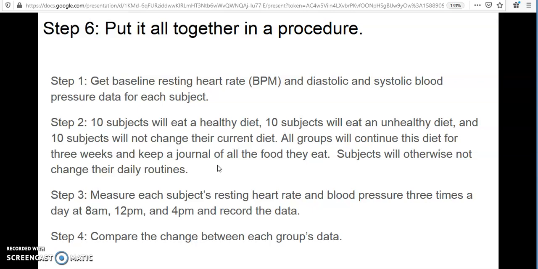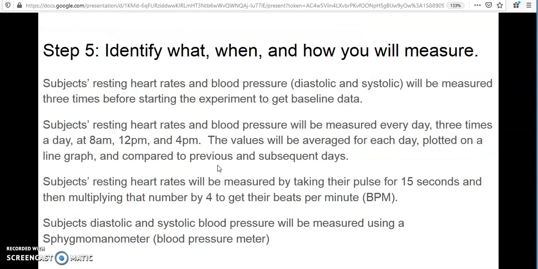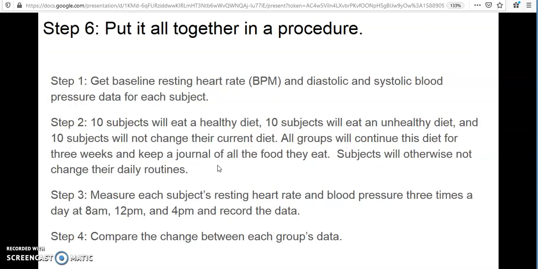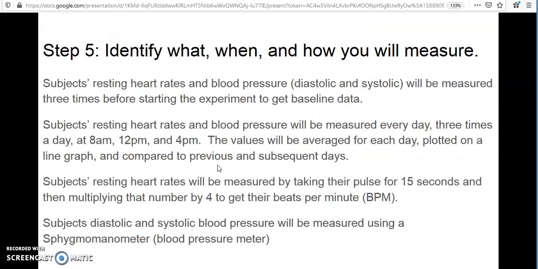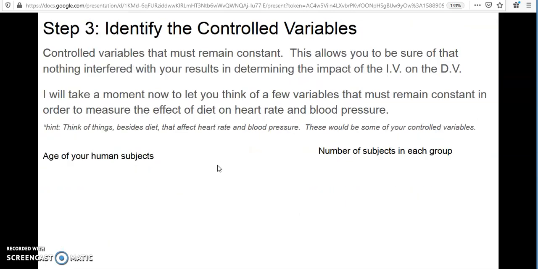Consider that, every time you put together a procedure, you want to be as clear as possible. If you are setting up the experiment as I have with these 6 steps so that you have your procedure put together, by the time you put your procedure together, you should know all of this background information.